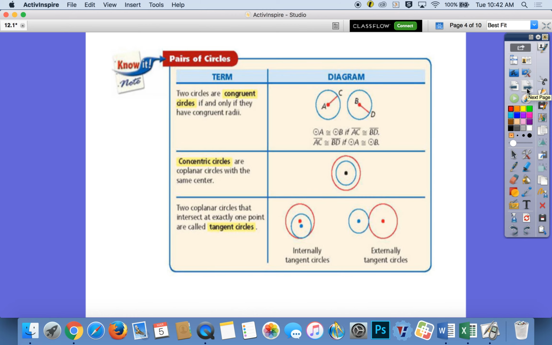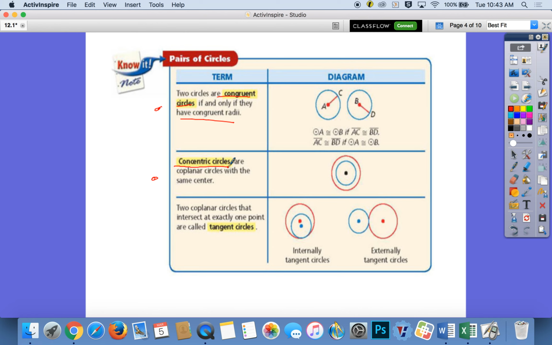Okay, couple more terms, you guys, like I promised. So, two circles are congruent if and only if they have congruent radii. Okay, and just note the notation here, you guys. Okay, circle A is congruent to circle B. All right, but I would just kind of make these notes that I'm underlining here. This is something that you're going to know.